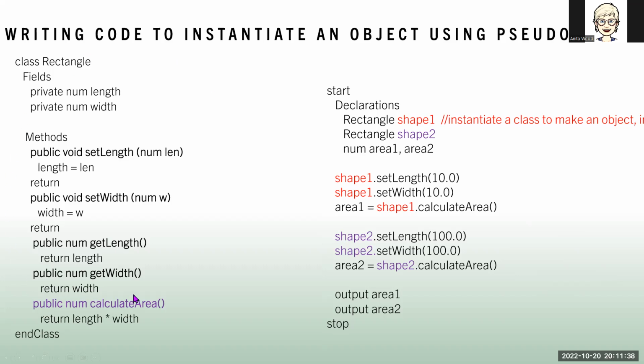Here is my class Rectangle. We've been working on this one. It has fields which are private. It has methods, which the ones we're working with are public. You can have a private method in here, but it means that only other methods inside the class can access it, and that's not the world we're working in. That's more of an advanced world. So all of our methods are going to be public. We have setters and we have getters.